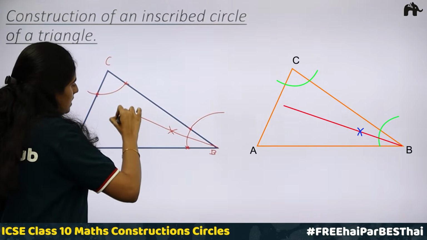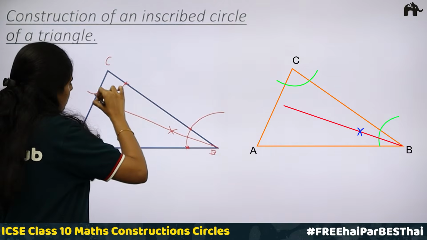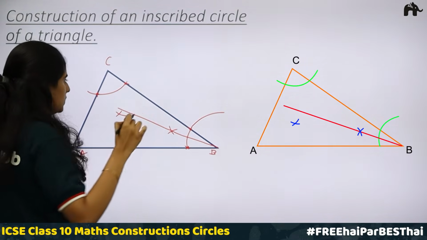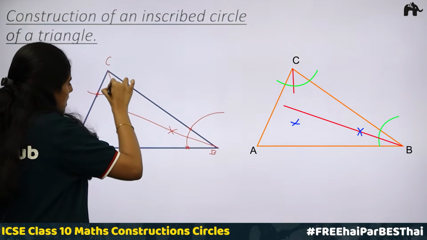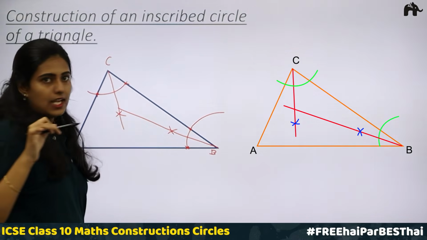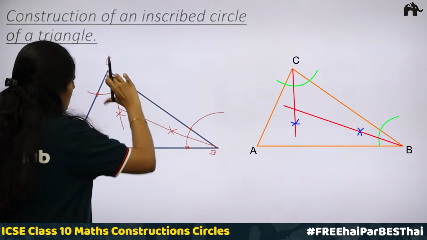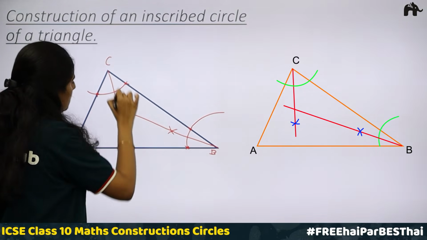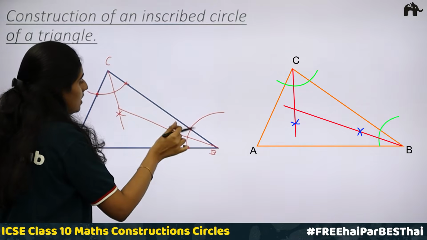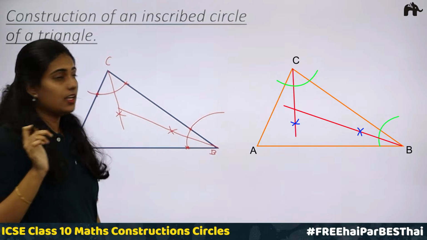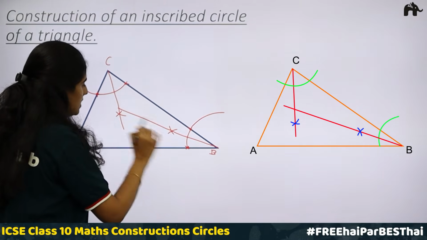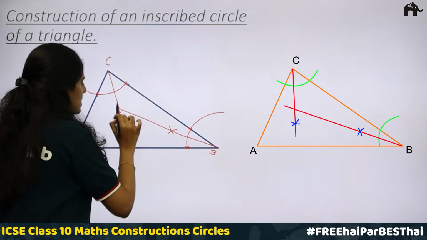From this point as center, I'll draw an arc here. With this as center, with the same measure, draw another arc. Okay. Now, join C and this point, draw a line. So, we got a point where the angle bisectors of B and C meet.